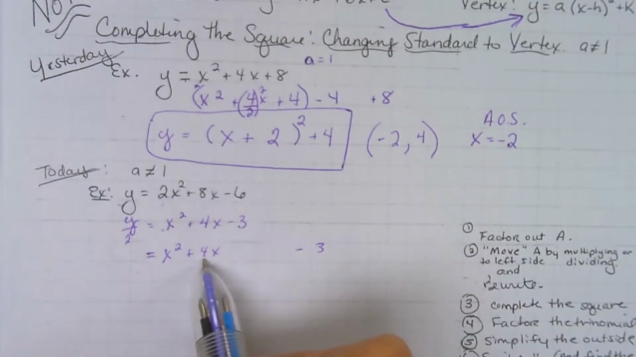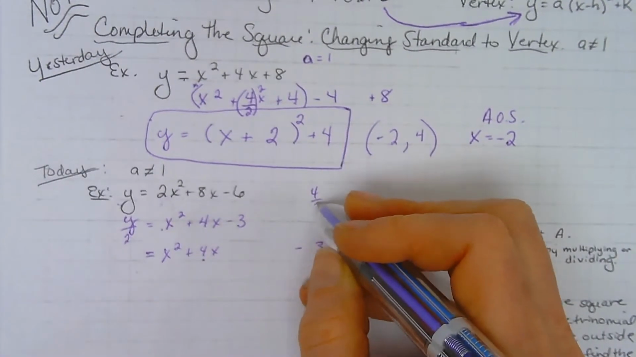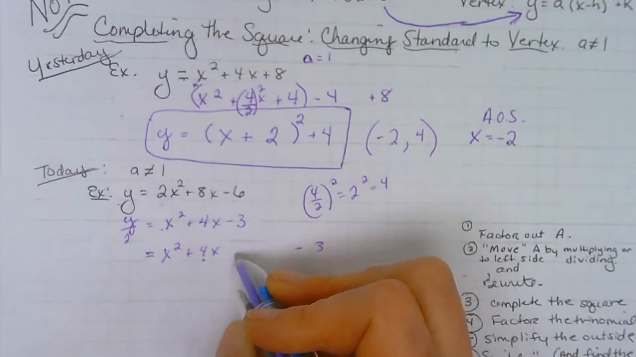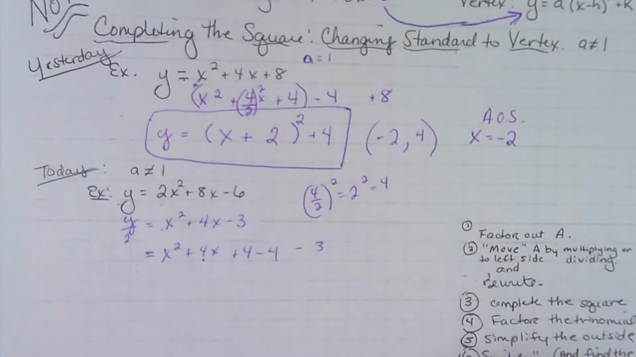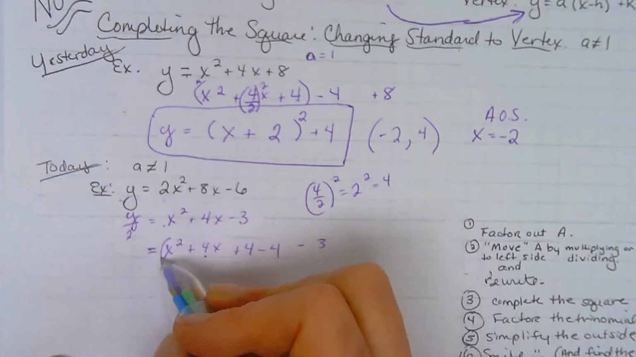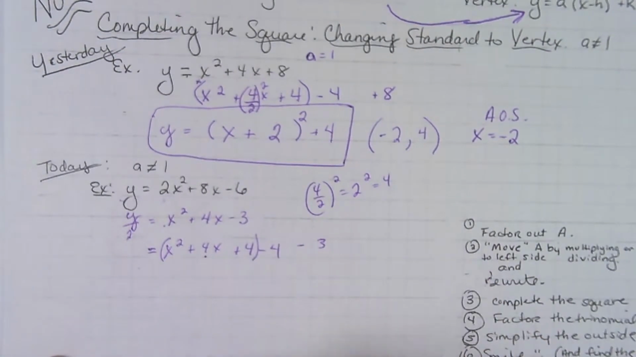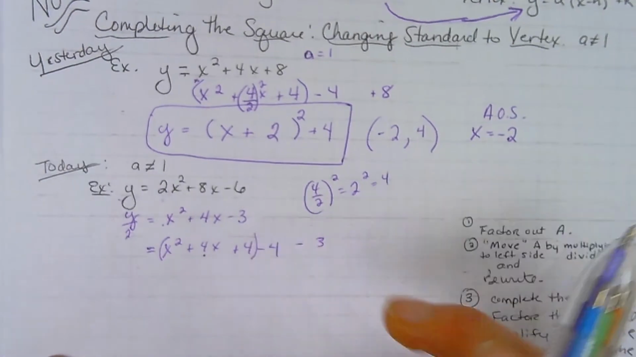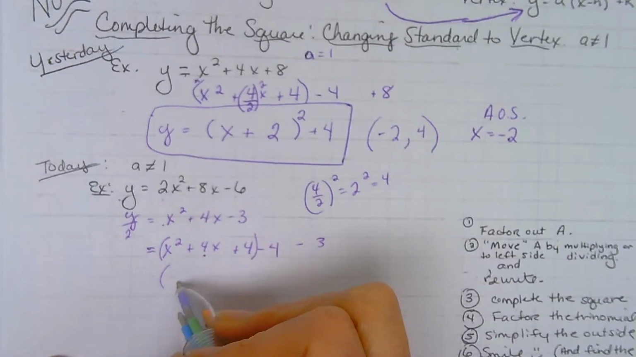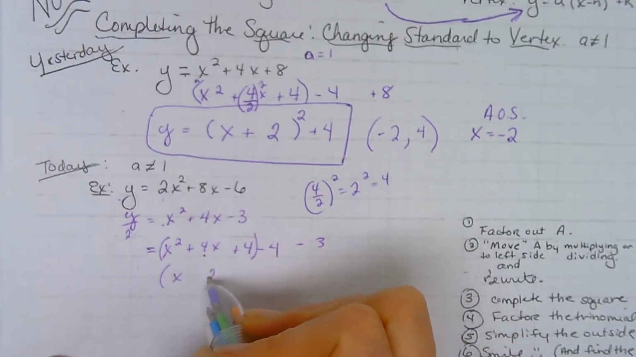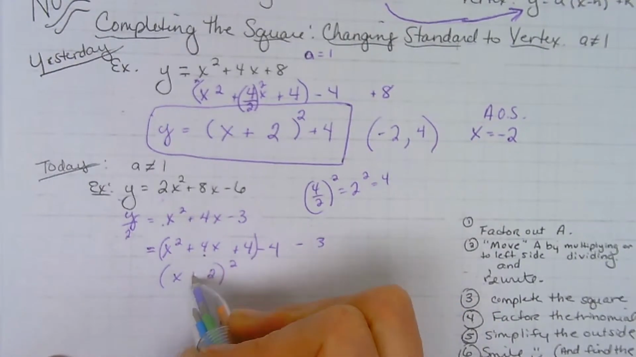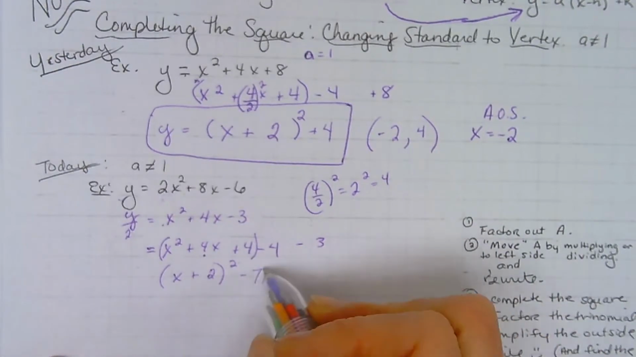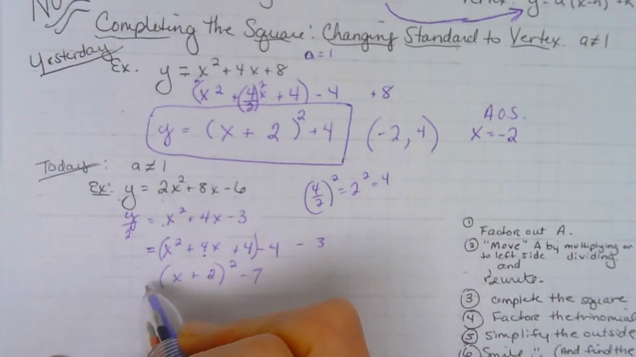Now we take half of 4 and square it. Half of 4 is 2. And we square it, and we get 4. So we add 4 and subtract 4. Then our first 3 terms are a perfect square trinomial, because we added 4. Now we'll factor. Square root of x squared is x. Square root of 4 is 2. We square it out here, plus plus. And then we simplify out here to be minus 7. Now we're almost done. We're not quite done.